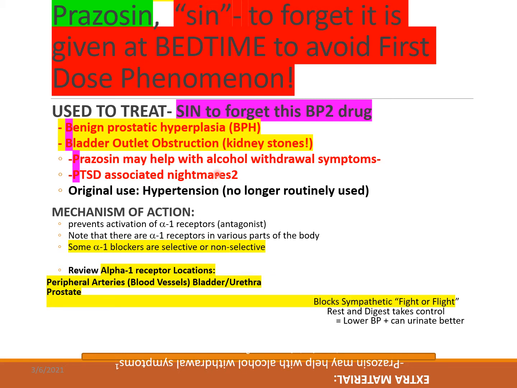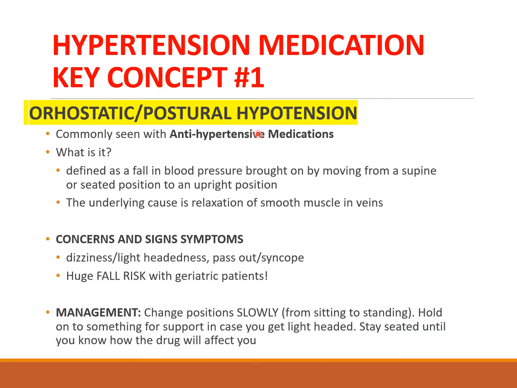So prazosin is an alpha 1 blocker. Some alpha 1 blockers are selective or non-selective. And what are the locations of these alpha 1 receptors? They are located in the peripheral arteries, bladder, and prostate. All right. Now, orthostatic postural hypotension.